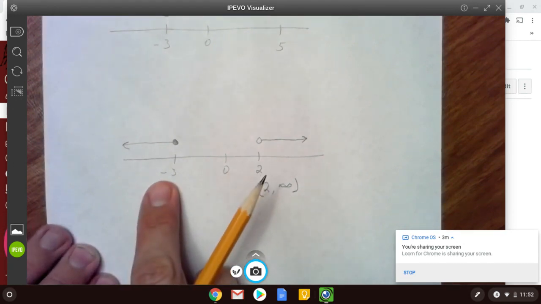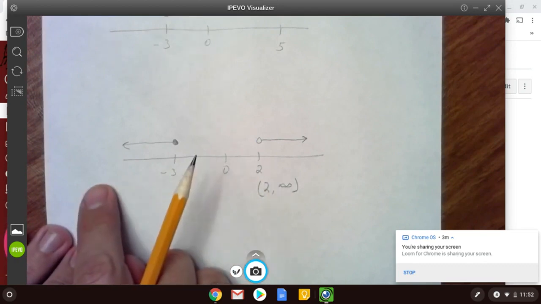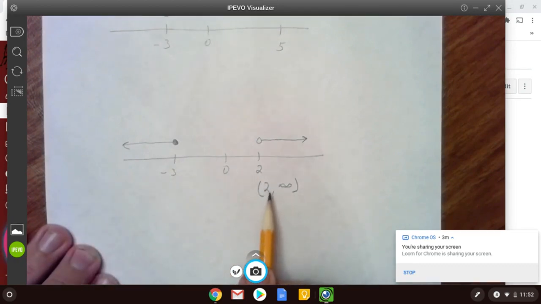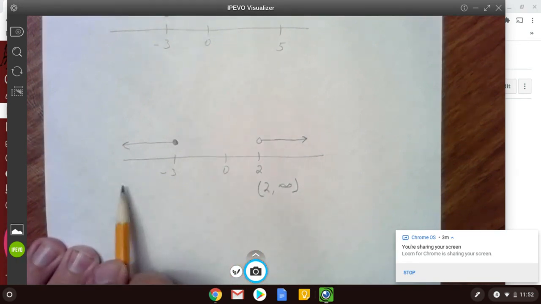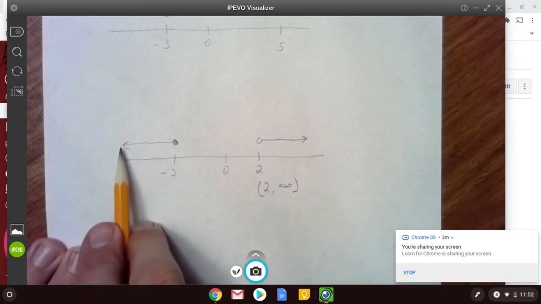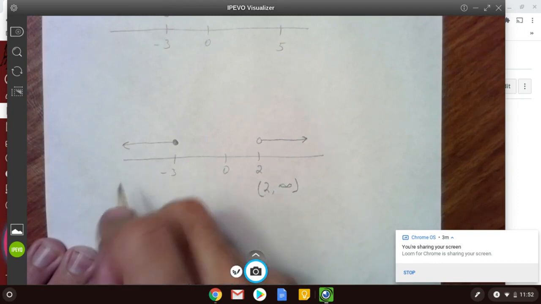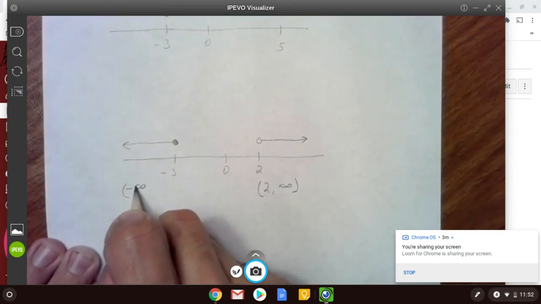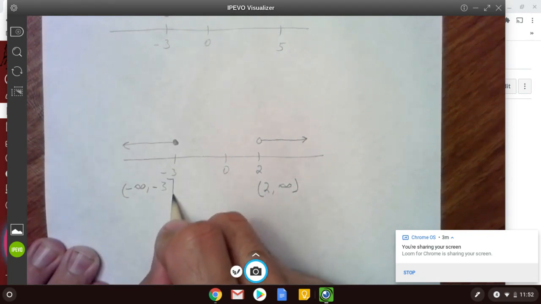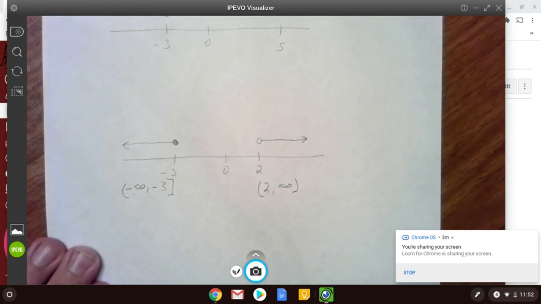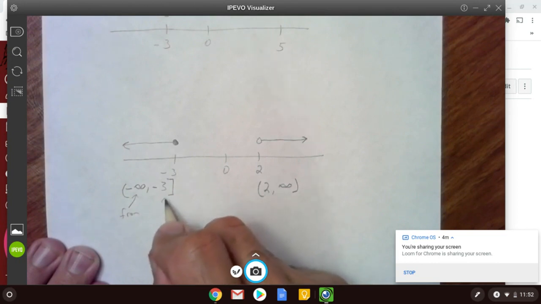All right, for this one, it's all numbers that are before -3, but we want to say that using interval notation, and we want to put the smaller thing first. Well, negative infinity comes way before -3, so this is going to be from negative infinity up to -3, and we are including -3. All right, so from negative infinity to -3.